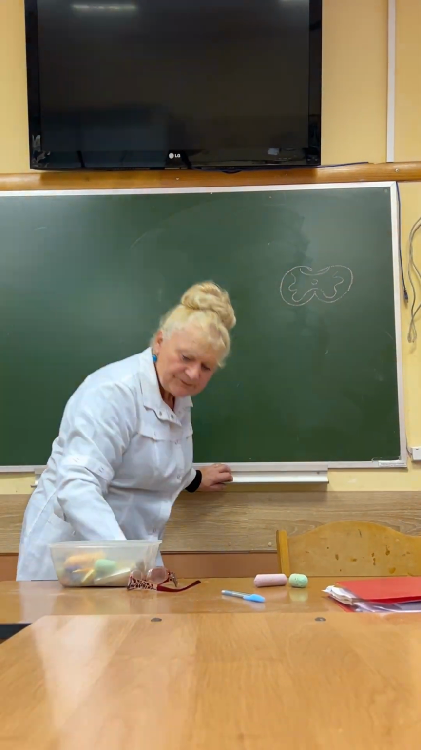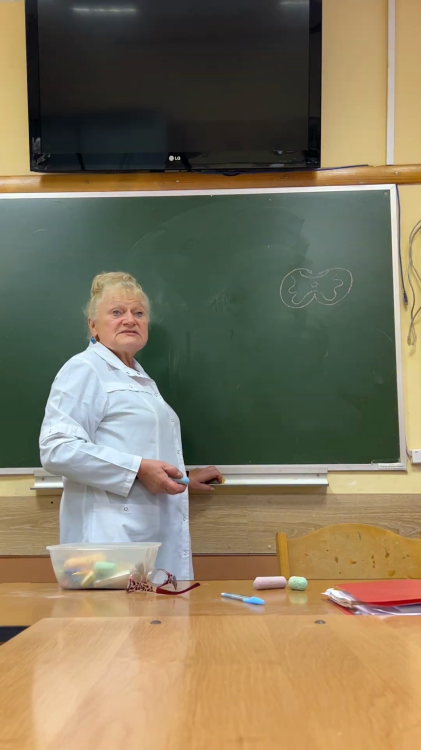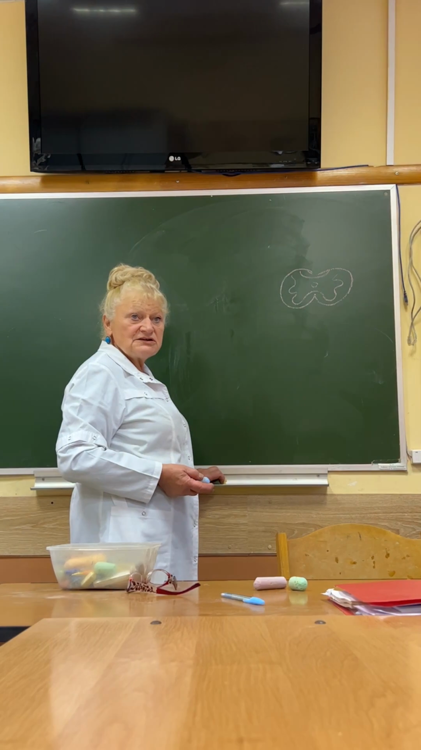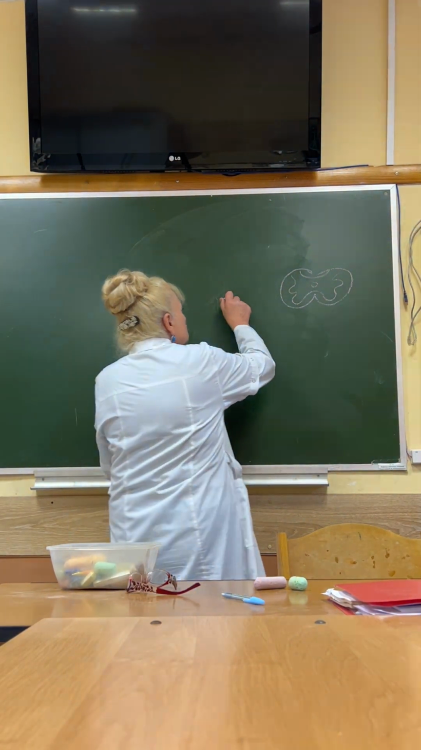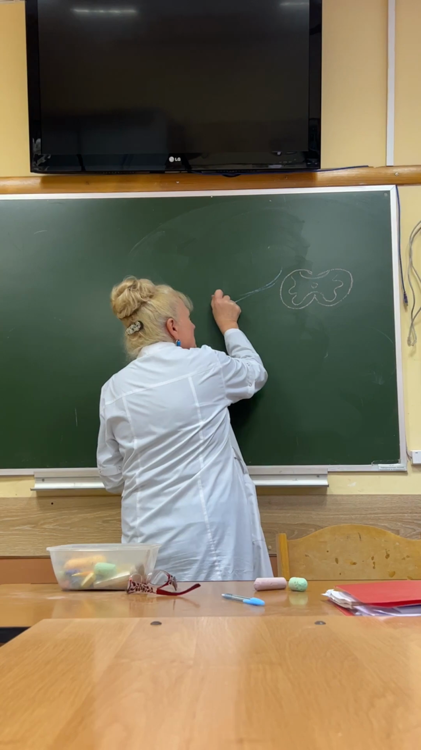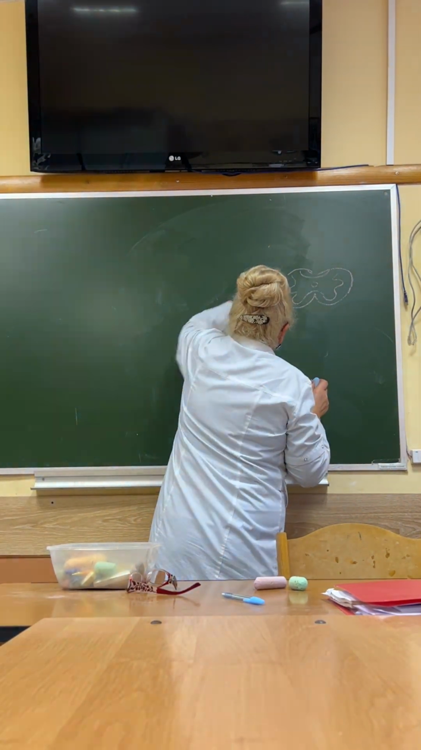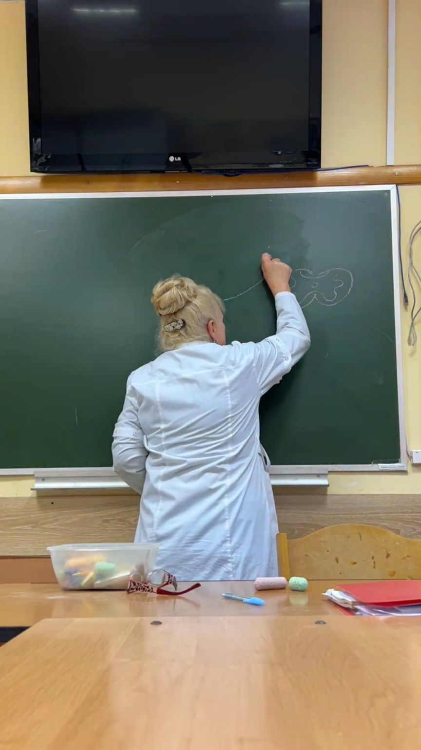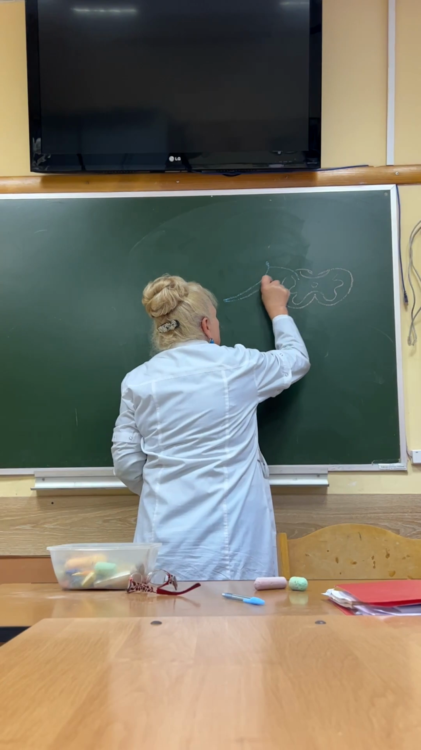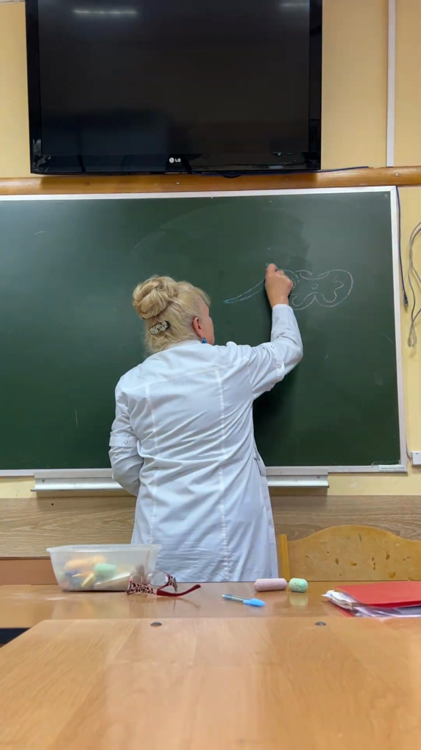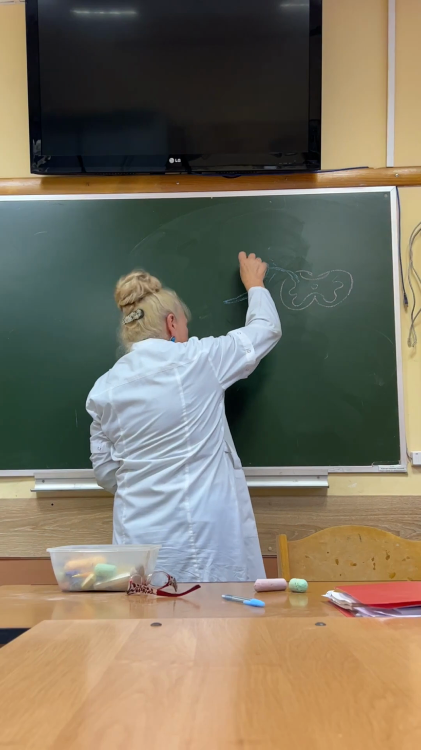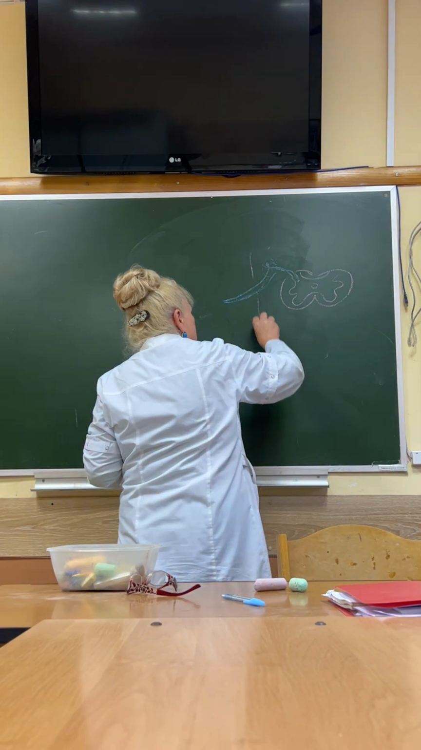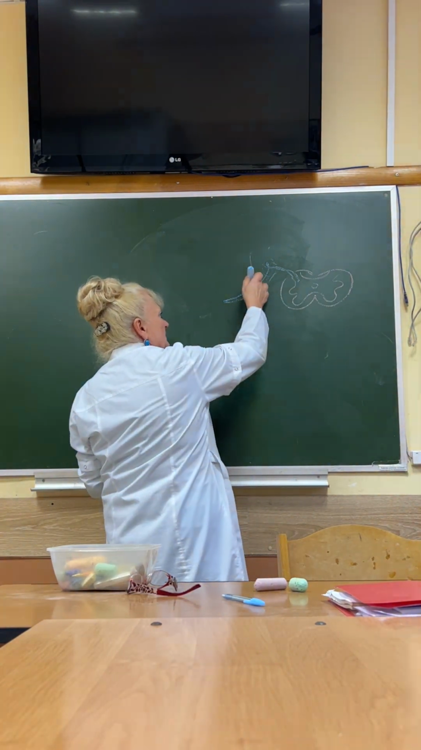Posterior horns are sensory. Lateral horns are vegetative. And anterior horns are motor. To the posterior horns come the afferent neurons, the bodies of which are located in the spinal ganglion, which is placed in the vertebral canal near the spinal cord. This is the intervertebral opening.